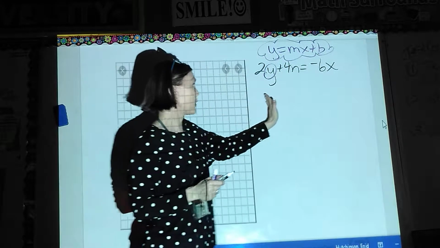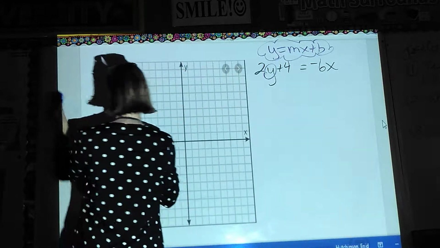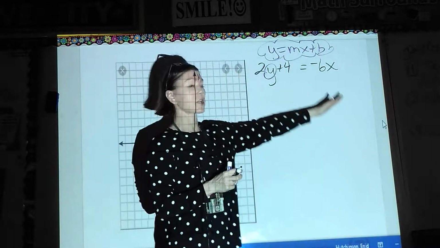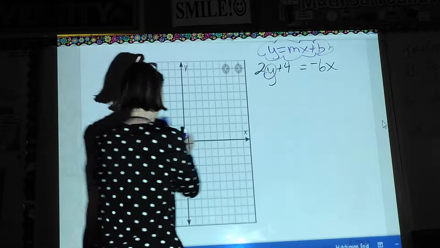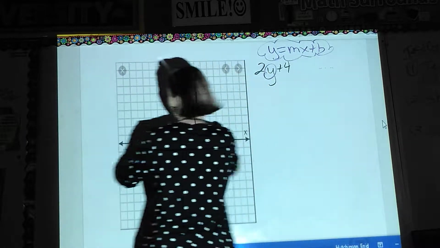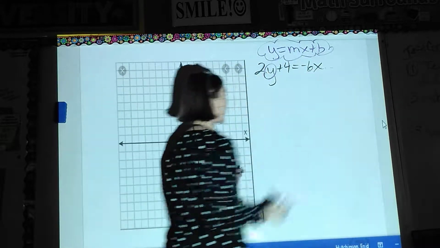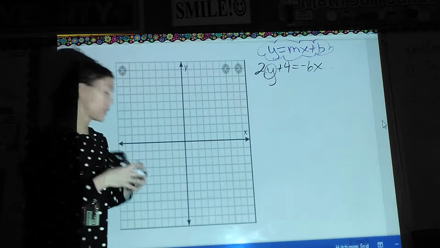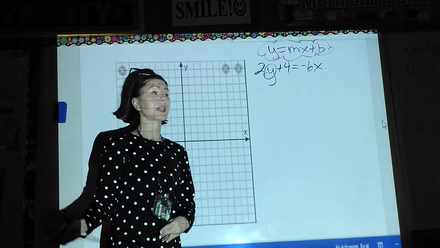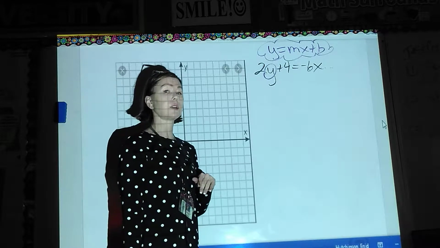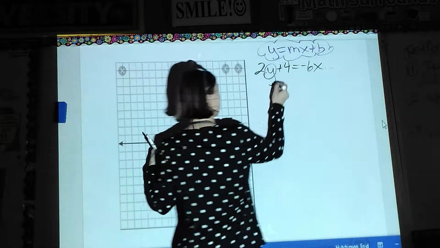That means we need to move the 4 to the other side. I'm sorry, that was incorrectly written. We need to move the 4 to the other side, and we need to move the 2 to the other side. Let me move this a little bit closer. Okay, equals negative 6x. So what are we going to do? We're going to do the opposite of what we were given. We're going to look for an easy addition or subtraction opportunity first. So we're going to subtract 4 from both sides.